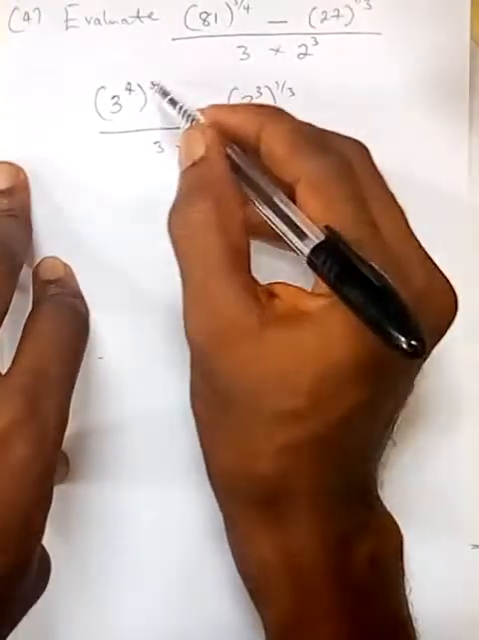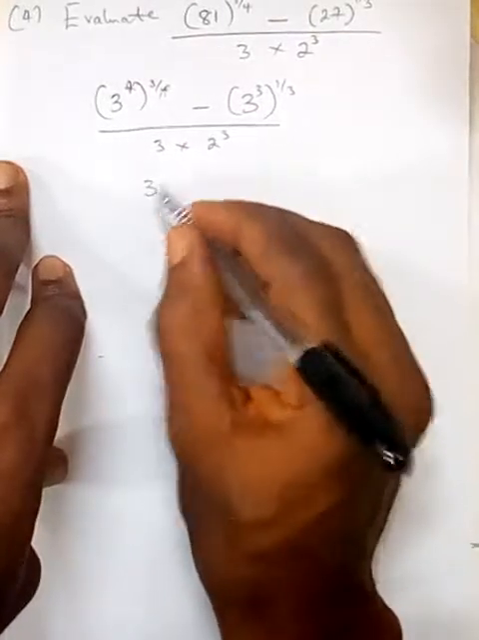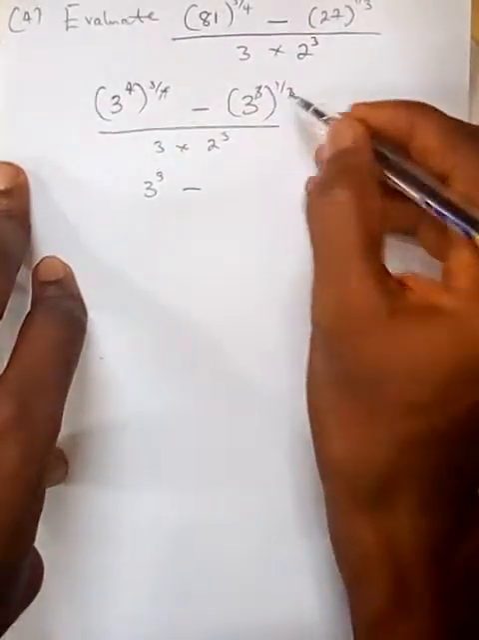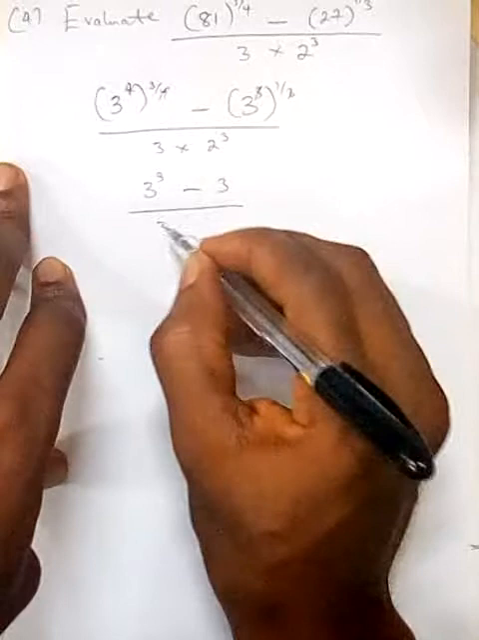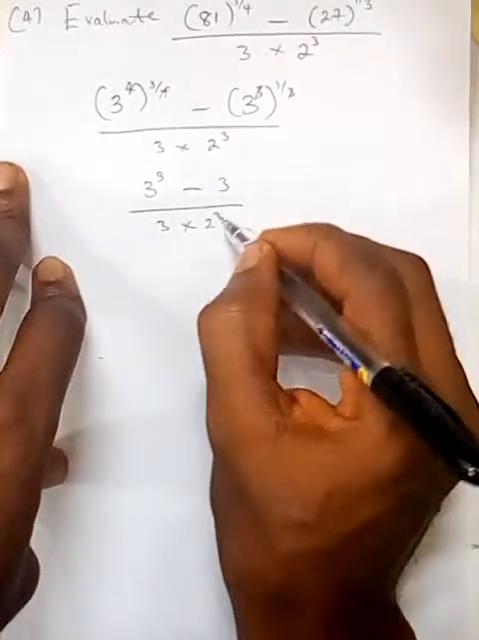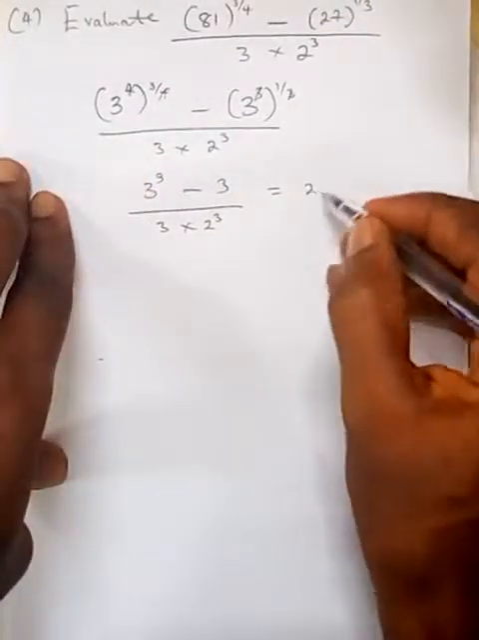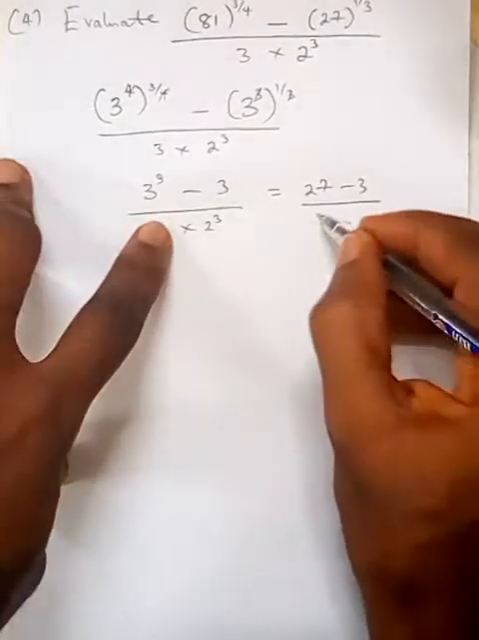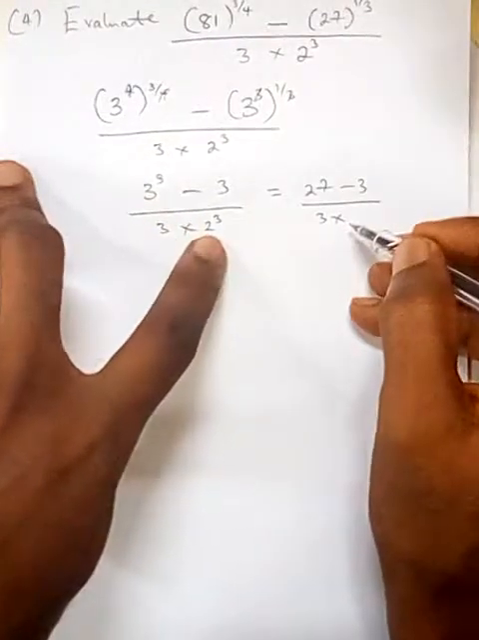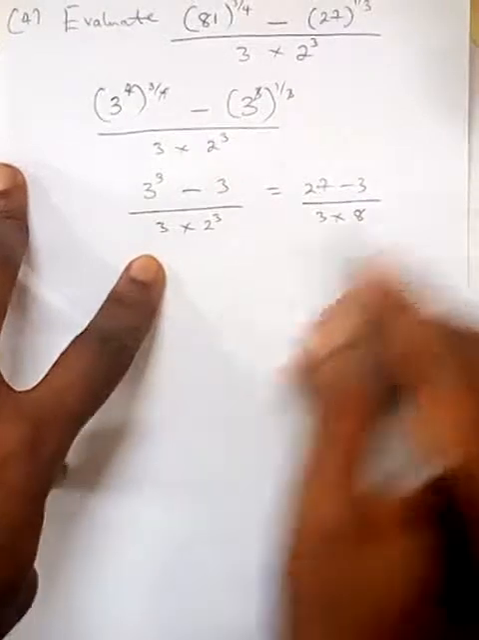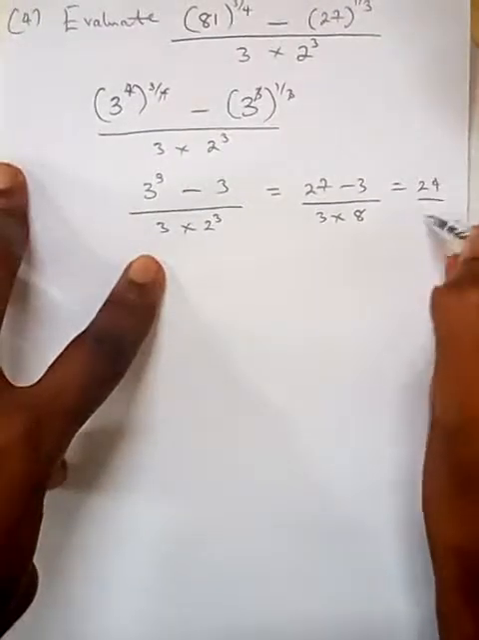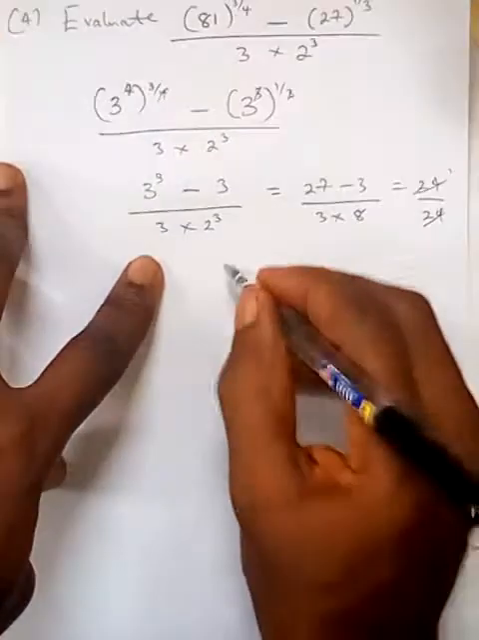So this 4 times this 3 over 4 cancels to give you 3 raised to the power 3, minus this times this cancels to give you 3 over 3 times 2 raised to the power 3. 3 raised to the power 3 is 27, minus 3 over 3 times 2 raised to the power 3, which is 8. So that gives us 24 over 24, and that's 1.